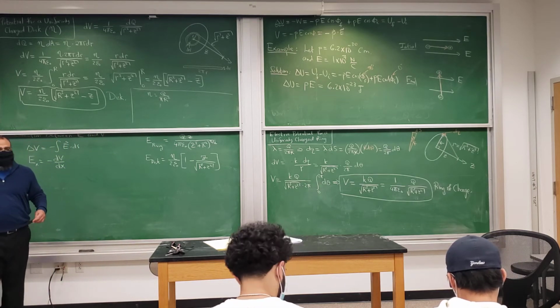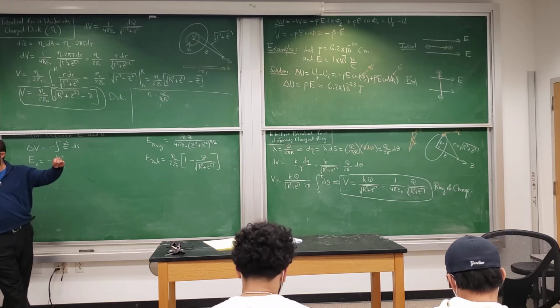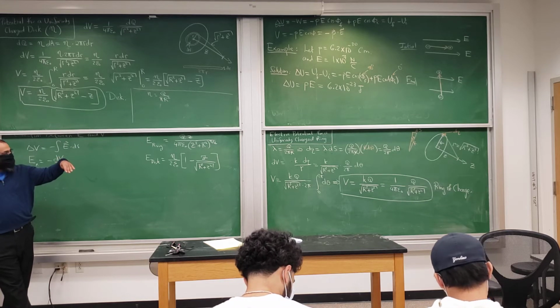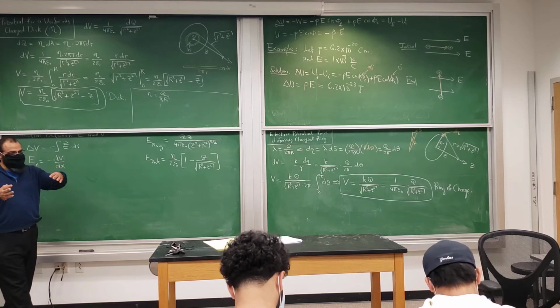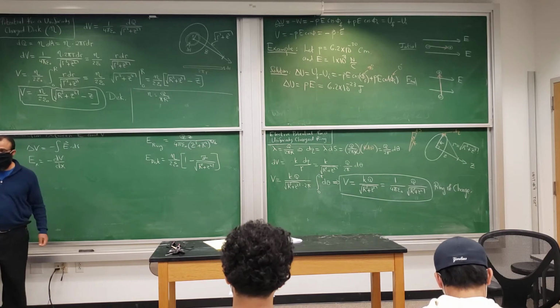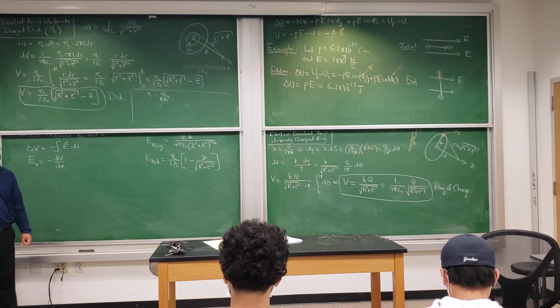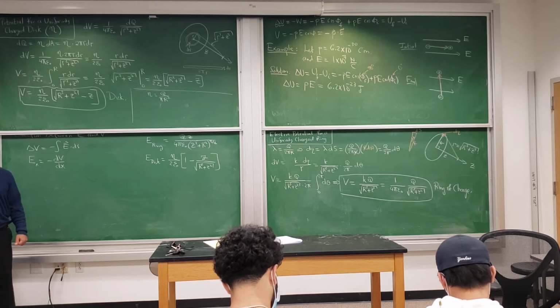So these we got a while ago, and you may remember how we got them. We had to take the cosine and argue that by symmetry, anything besides the z-axis would cancel out. We remember that?